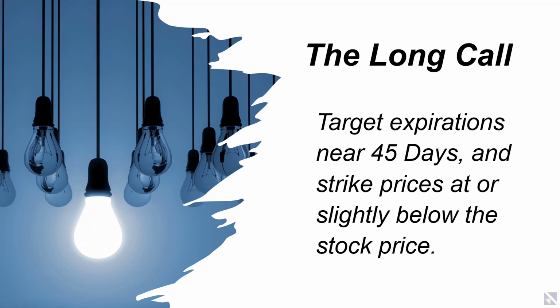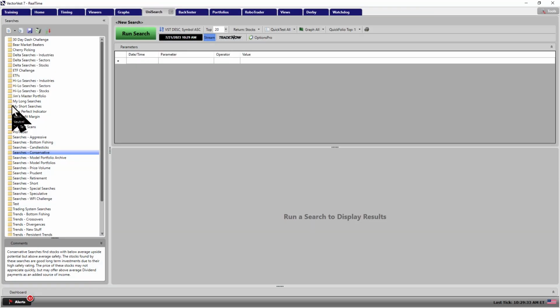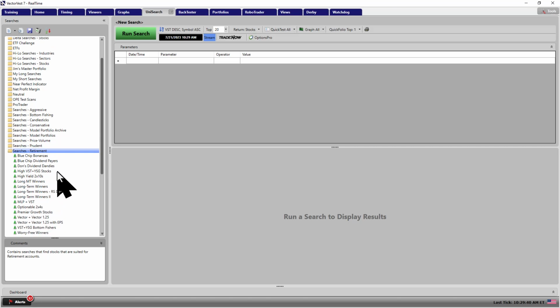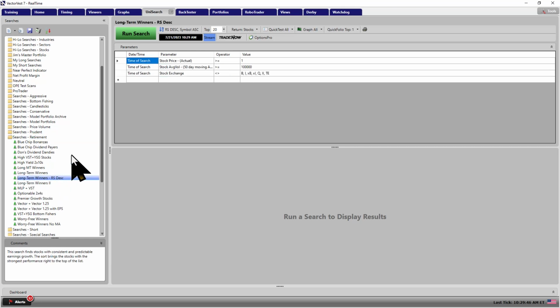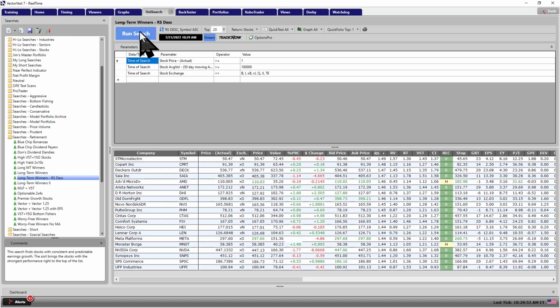Now, what I'm going to do, I'll switch over to VectorVest. I'm going to go to our Unisearch, and I'm going to run one of my favorite scans. Under Searches Retirement, one of my favorite scans is Long-Term Winners RS Descending. So I'm going to click on that scan, and let's just go ahead and run the search for the top 20.